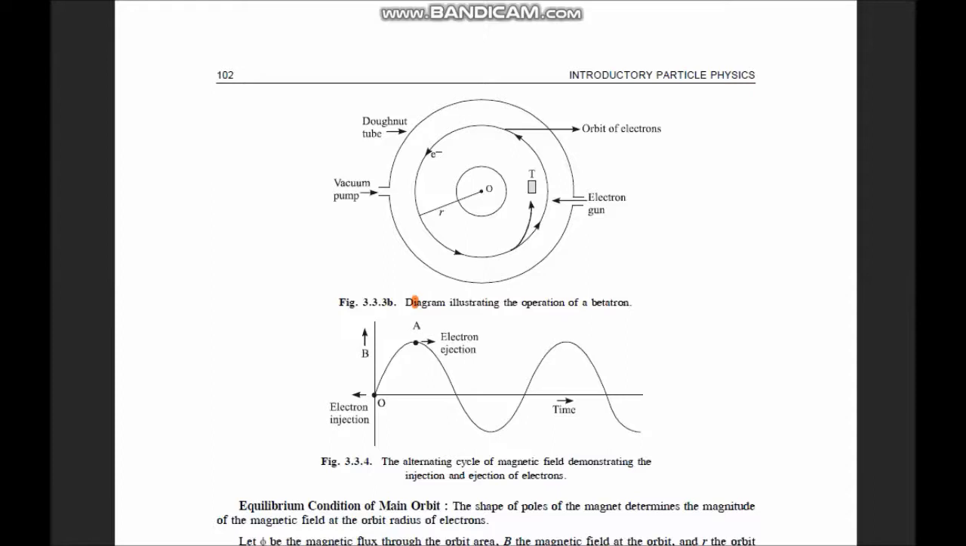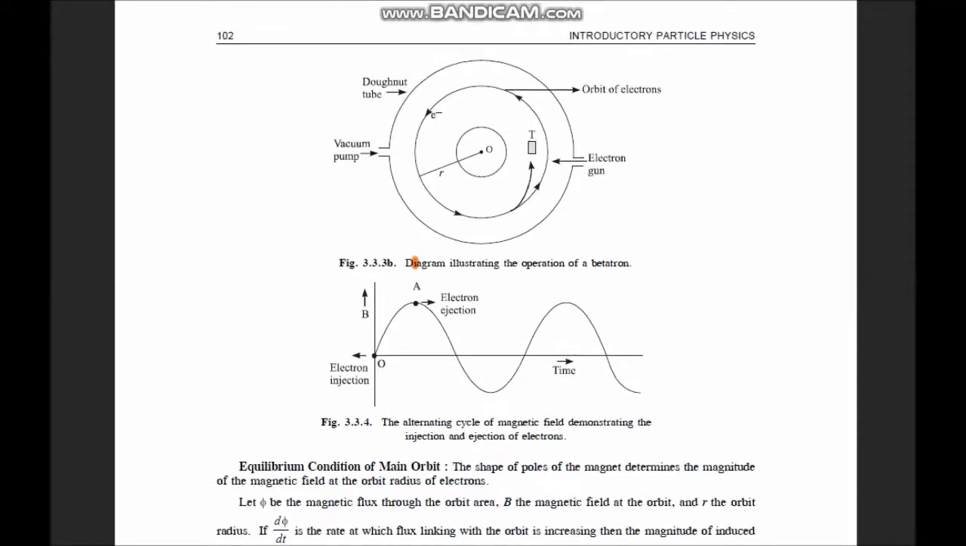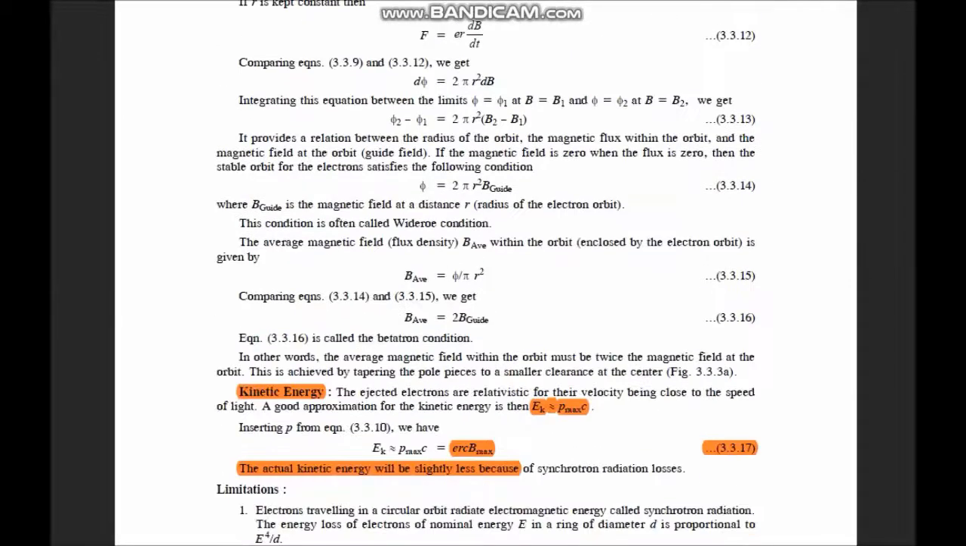So by this method we can accelerate the electrons which we could not accelerate by using cyclotrons. So this is a special device, only for accelerating electrons. But there are certain limitations of this device also: electrons, because they are charged particles moving at very, very high energy, sometimes radiate electromagnetic energy. So there are certain losses also.